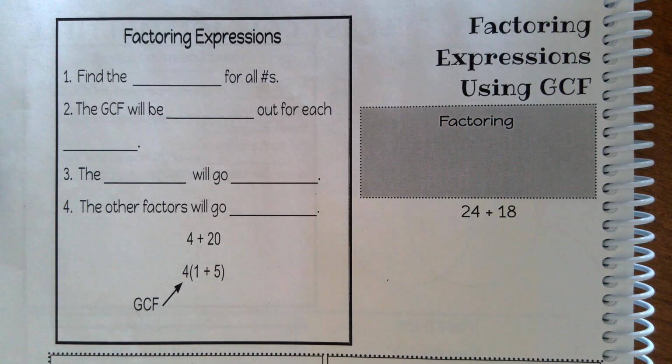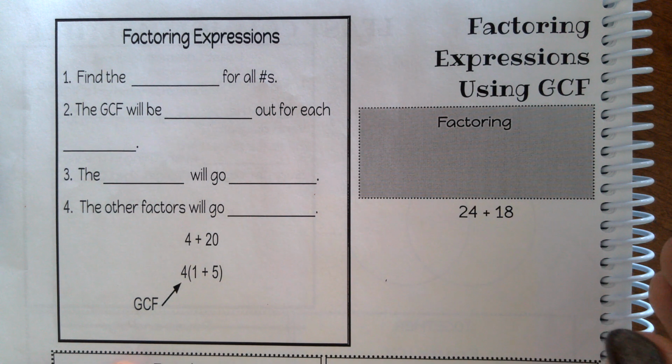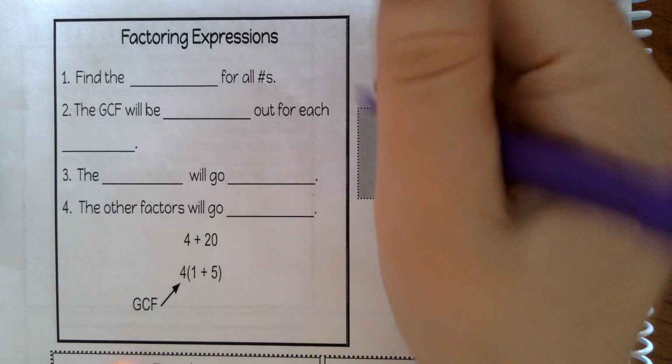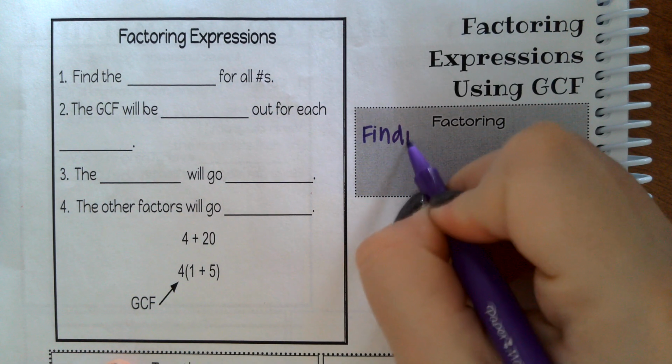We first have to understand what factoring means. Factoring is basically finding what number to multiply by to create an expression. Now that doesn't make any sense, but we're gonna take a look at that. So we're gonna write in that definition.